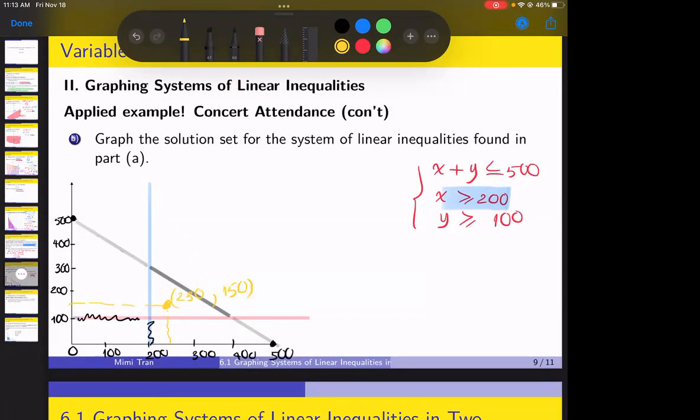If you don't know, let's do this. If I pick x to be 230, then what does y have to be? 500 minus 230 is 270. No, that doesn't work. Something's wrong. Hey, hang on. Give me a second. Something's wrong.